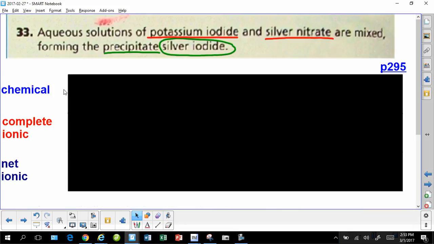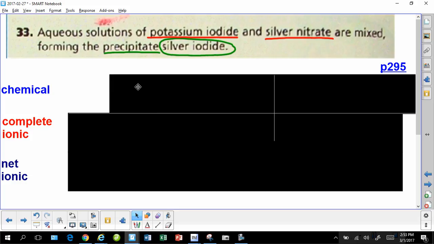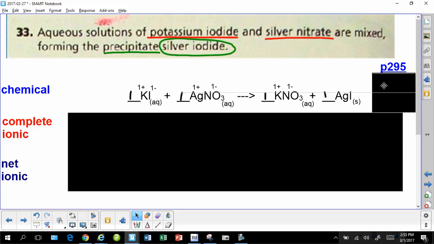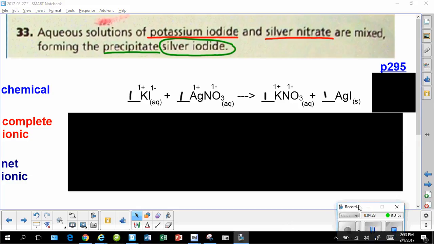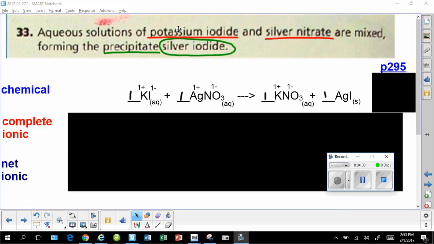So here we go. Let's look and see what a chemical equation is. This is number 33 of your homework tonight. And I'm going to show you this. I'm going to stop the video, and you can stop the video too, and you can copy this down as your first homework problem. Okay? If you look up here in the problem, okay, we're on page 295, you'll see that they tell you the names of the chemicals that you're going to mix.